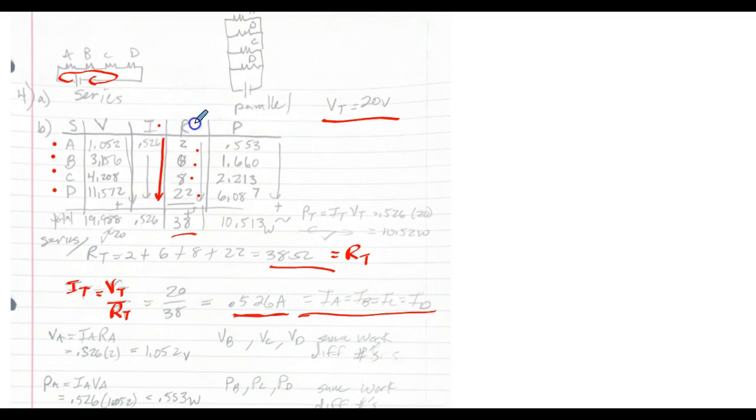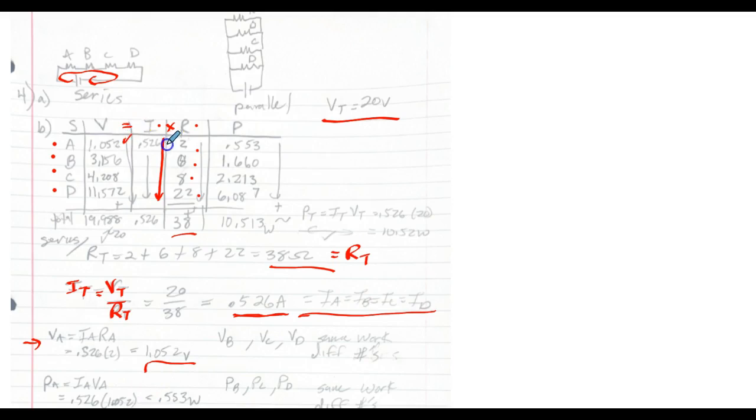So I have the currents, I have the resistance, I just have to multiply them to get the voltage. So I showed the work for A, but you do very similar work for B, C, and D. So 0.56 is the current that goes through resistor A, and the resistance is actually 2 ohms. So 0.56 times 2 gets you 1.052. So I did that for that answer.